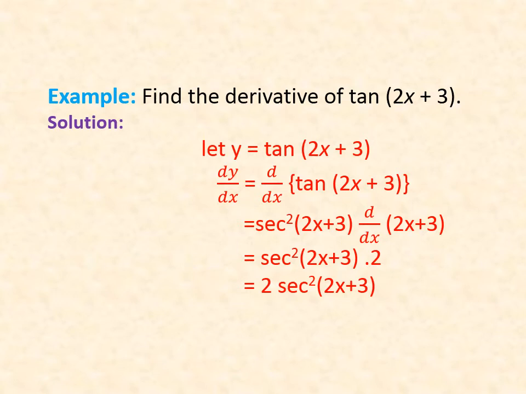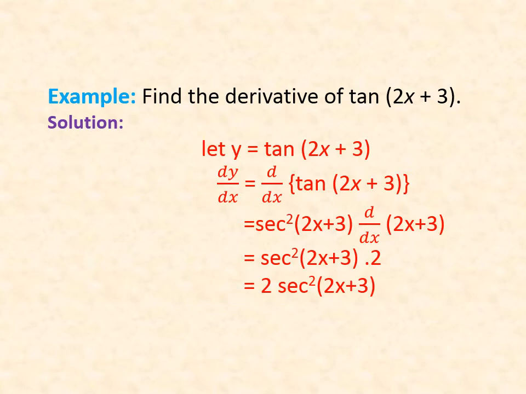So I have taken an example. We have to find the derivative of tan(2x plus 3). As you can see, this is the composition of two functions. Tan is a trigonometric function and 2x plus 3 is what? A polynomial function. So let y is equal to tan(2x plus 3). Differentiating with respect to x, we have to differentiate d upon dx of tan(2x plus 3).